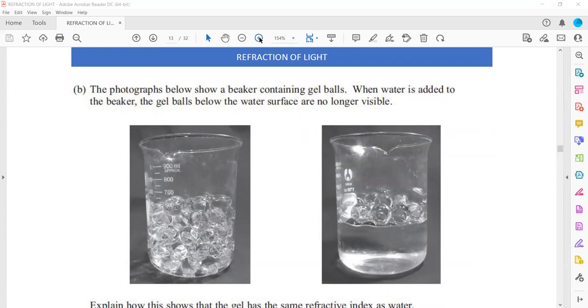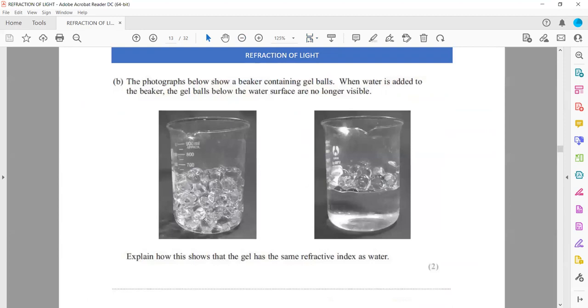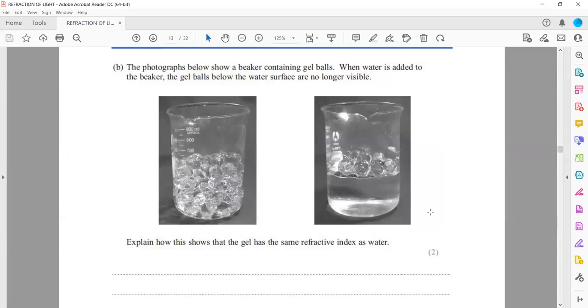The photograph below shows a beaker containing gel balls, and when water is added to the beaker, the gel balls below the water surface are no longer visible. So you can see, for gel balls, when we add water, the gel balls are not visible. Explain how this shows that the gel ball has the same refractive index as water. When we fill up with water, we are not able to see the gel ball. So how can it show that the refractive index of the gel ball is the same as the refractive index of the water?